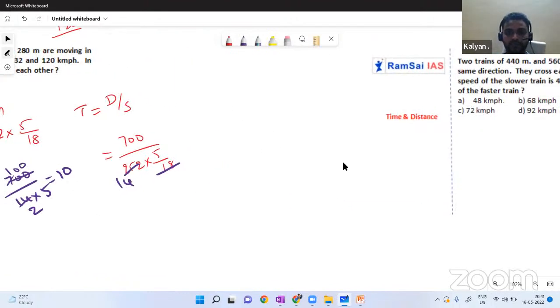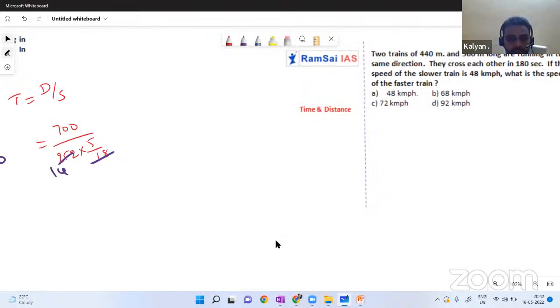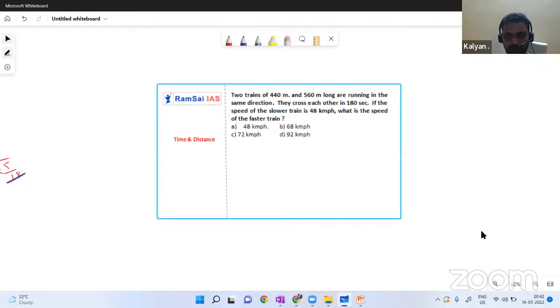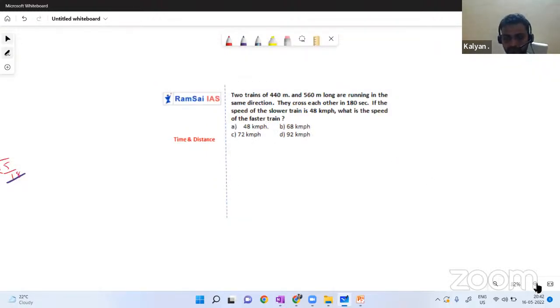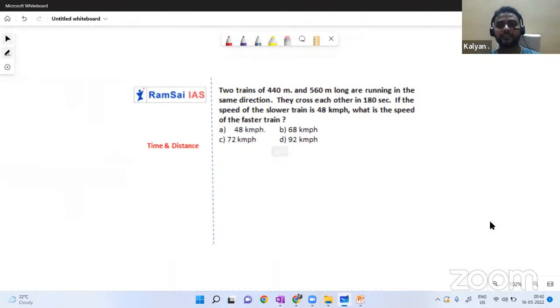Okay. So let's solve another problem from trains. Two trains 400 meters and 560 meters long are running in the same direction. They cross each other in 180 seconds. If the speed of the slower train is 48 kilometers per hour, what is the speed of the faster train?